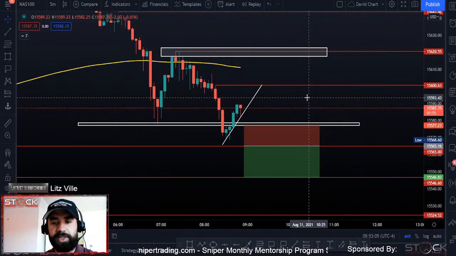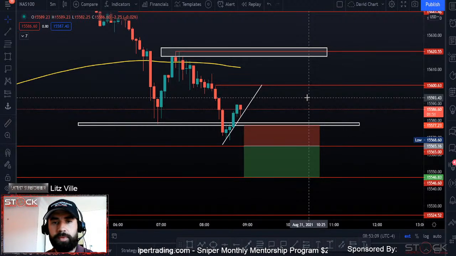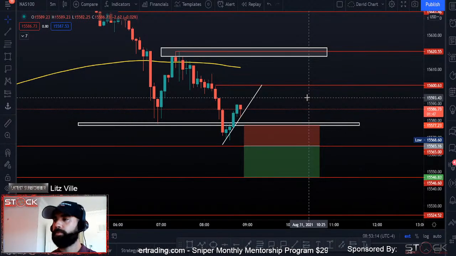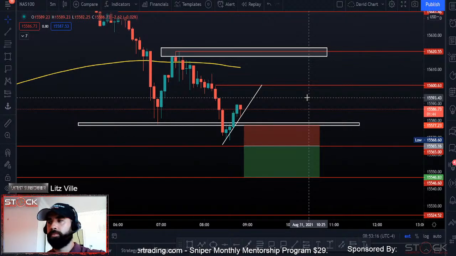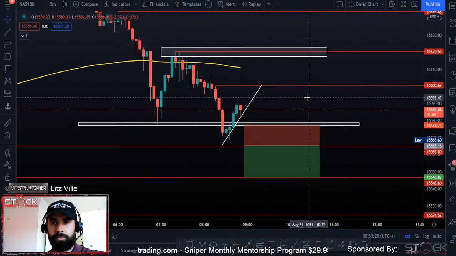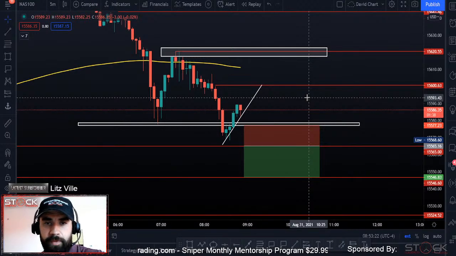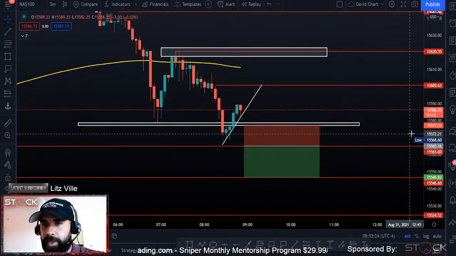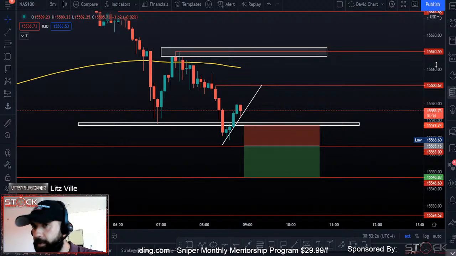Okay, just checking the spreads, guys. Sorry. Okay, so we're still forming some good support there, pushing up. Still a minute 35 seconds.